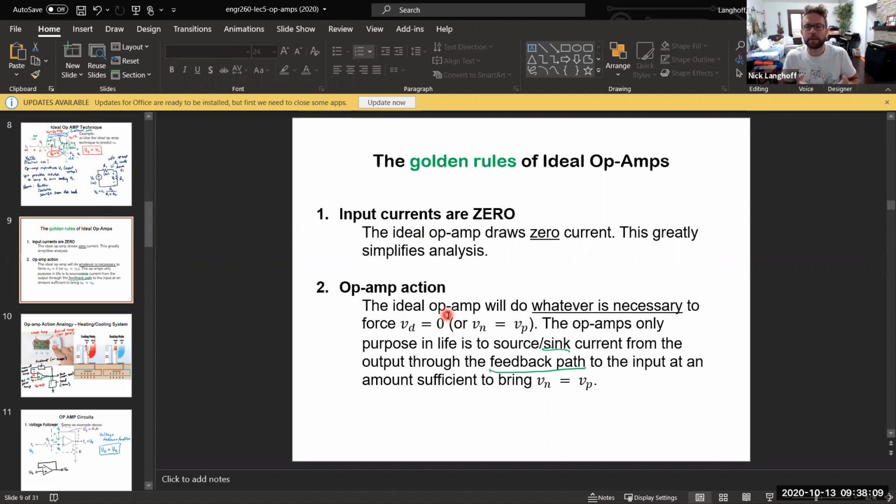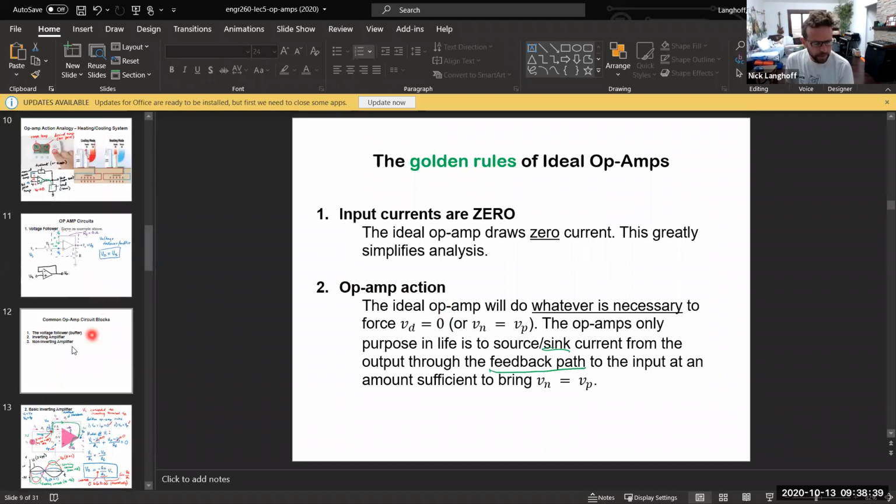Okay, how does it do that? It pushes current out of the output pin, or pulls current into the output pin, to drive the voltages equal to one another through the feedback path, which is typically connected to the inverting terminal, the negative terminal. There are cases where you can use positive feedback, but we'll save that for another discussion if we even get to it.